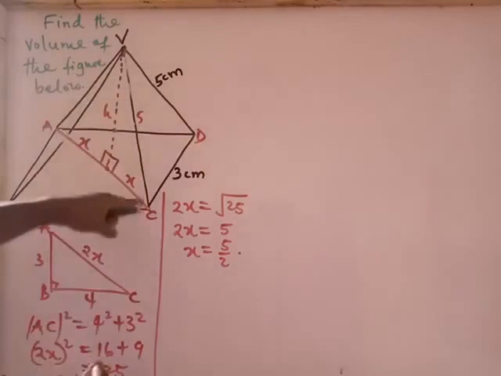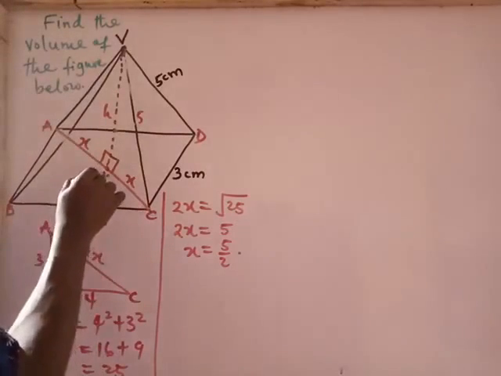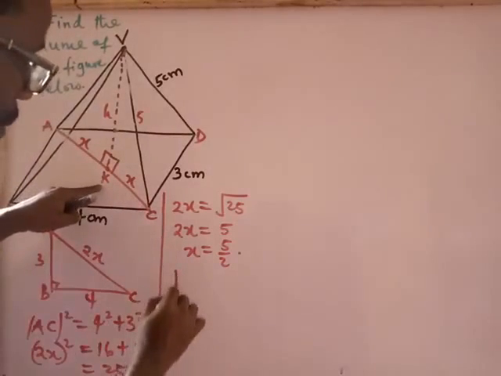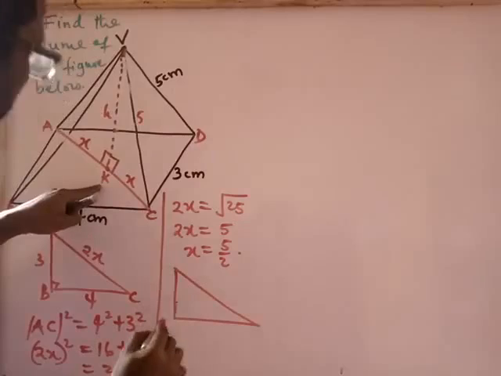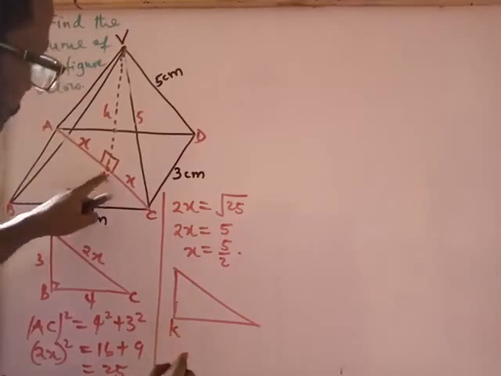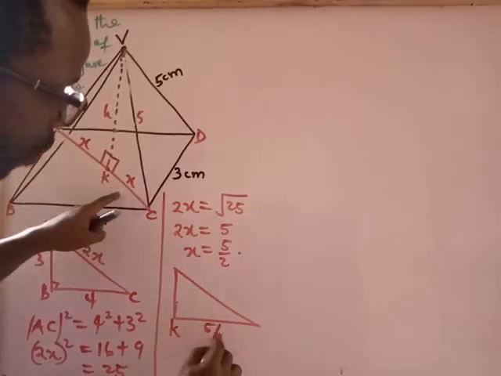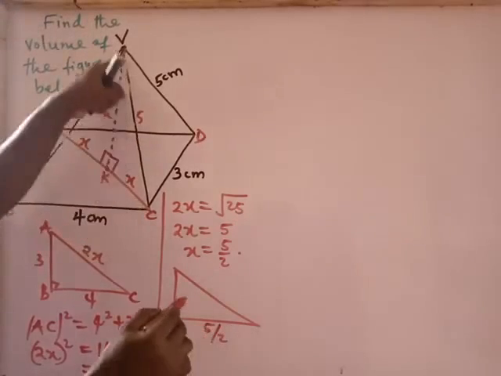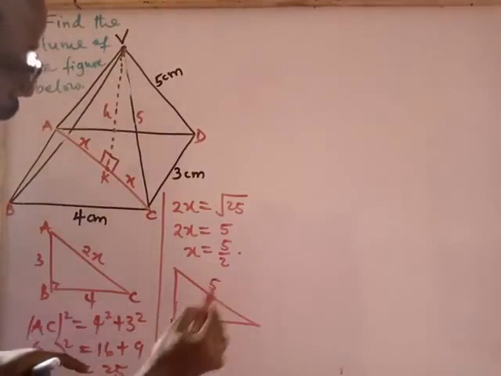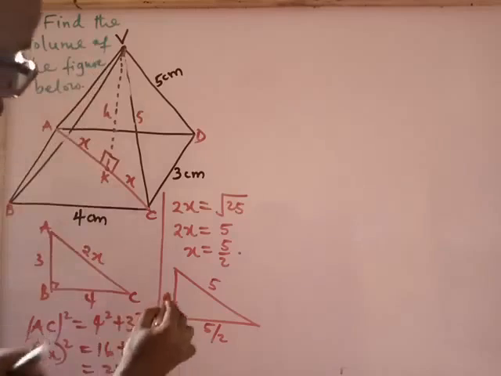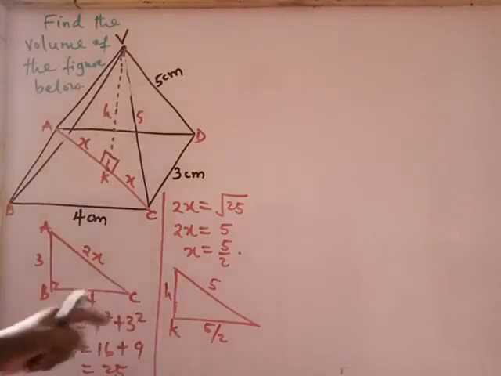So from this triangle that we have here, let's call this K. So we have another triangle that runs like this, where this part is K. That is the one we just calculated right now as 5/2. The one that is coming over here, which is the hypotenuse now, is 5. So this is the h I'm looking for, which is this. We use the Pythagoras again.